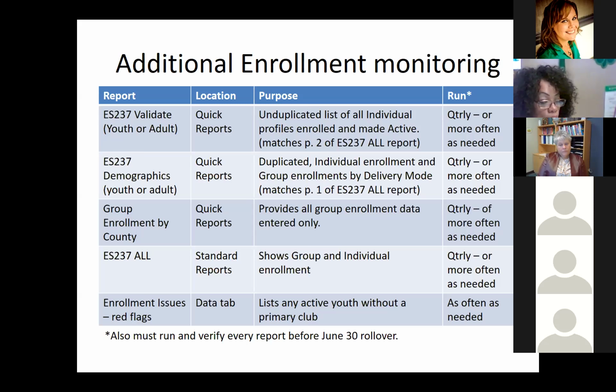So when you're doing your monitoring, if you're seeing something that isn't correct, for example, a group enrollment that has the wrong delivery mode, this is your time to make the corrections when you're doing this monitoring.